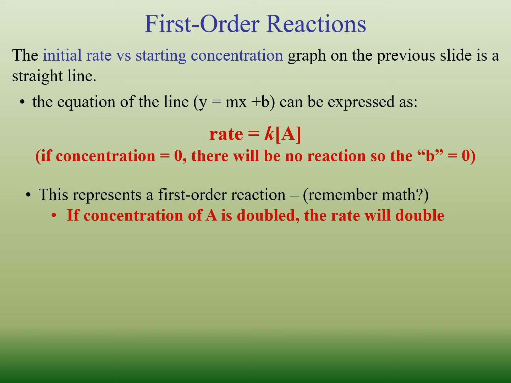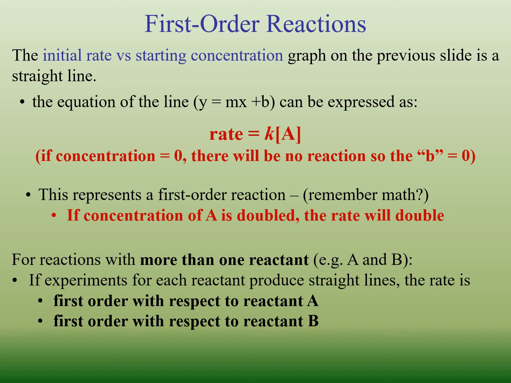This represents a first-order reaction, which simply means that if the concentration of A is doubled, the rate is doubled. If the concentration of A is tripled, the rate is tripled. If the concentration of A is halved, the rate is halved. It is called a first-order reaction because the rate of reaction is directly proportional to the first power of the concentration. Imagine your rate equation above as rate equal to k times concentration of A to the power of 1, the 1 being for a first-order reaction.